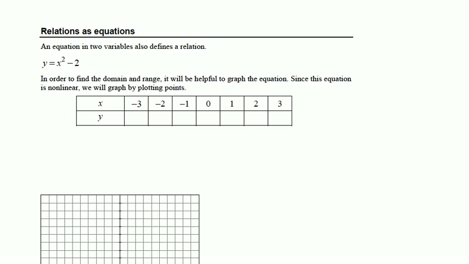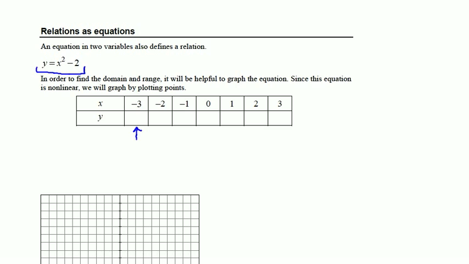A relation between two variables can also be defined by an equation. The equation y equals x squared minus 2 defines a relationship between x and y. In this case, we're going to draw a graph in order to illustrate this relation. And we're going to use this table of values here, starting with x values going from -3 to +3, plugging each of those in to find a corresponding y.